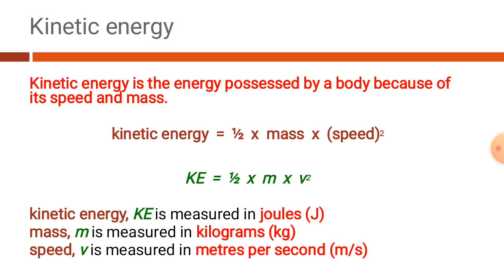Whereas in physics you have to remember this statement: kinetic energy is the energy possessed by a body because of its speed and mass. So this is the formula of kinetic energy. Kinetic energy equals half into mass into speed square, KE equals half m v square, where KE is measured in joules, mass is measured in kilograms, v, the speed, is measured in meter per second. Clear? So this is the formula and these are the units which you need to take care of while doing problems.